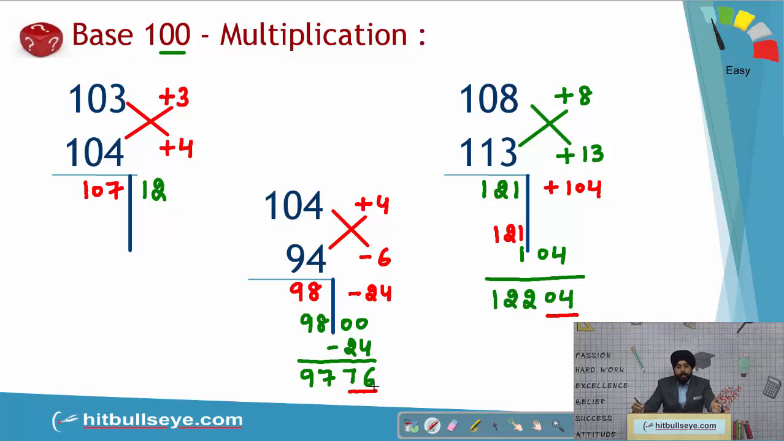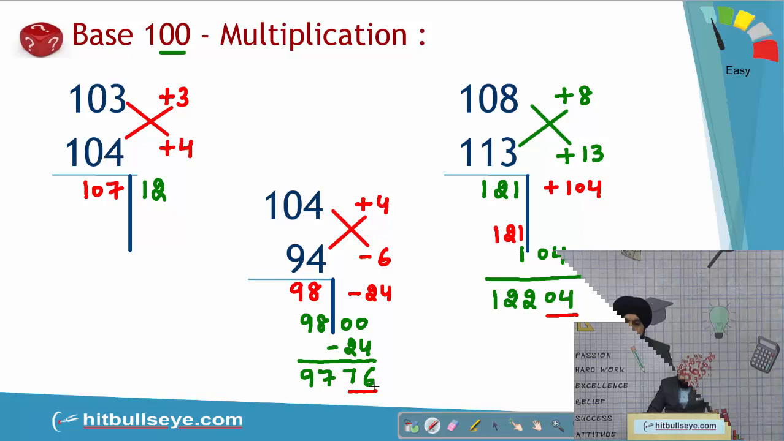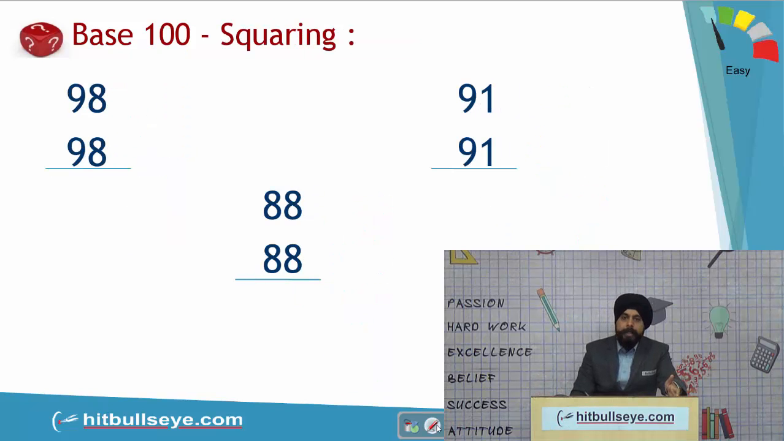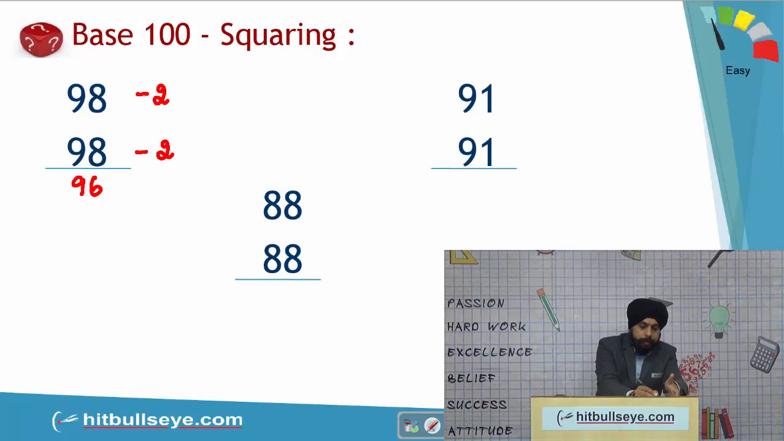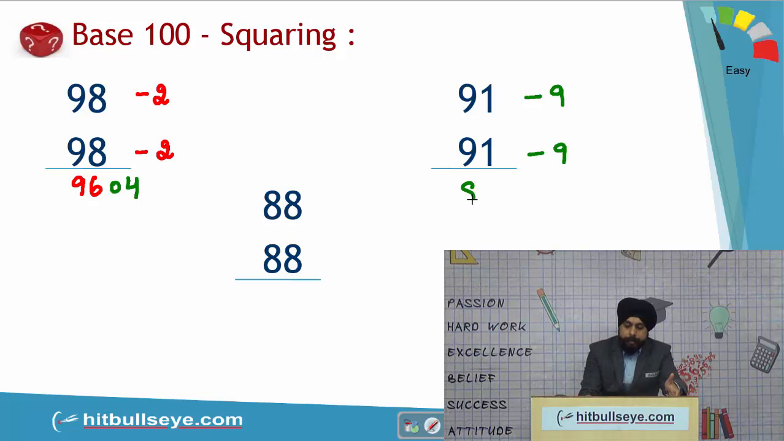Right students, let's go to its use in squaring. Now in this case process is quite the same. 98 you will write as minus 2. So here it will be 98 minus 2 gives us 96, and on the right hand side 2 negatives make a positive, so it is 04. Similarly it is minus 9, 91 minus 9 is 82, and on the right hand side 9 into 9 gives us 81. Here it is minus 12.